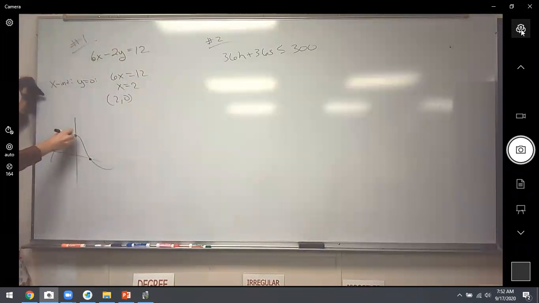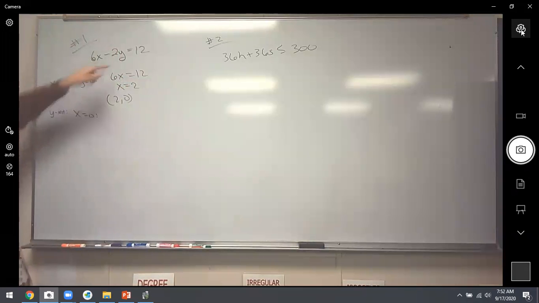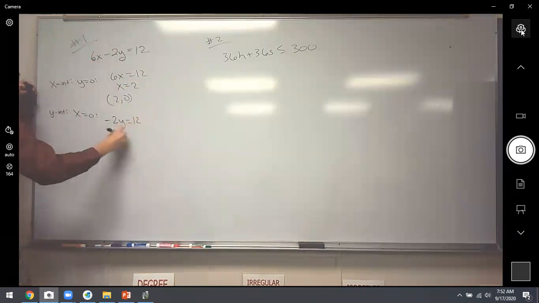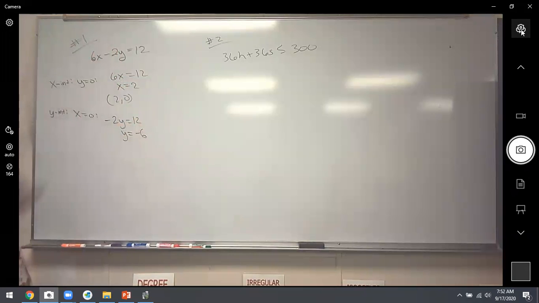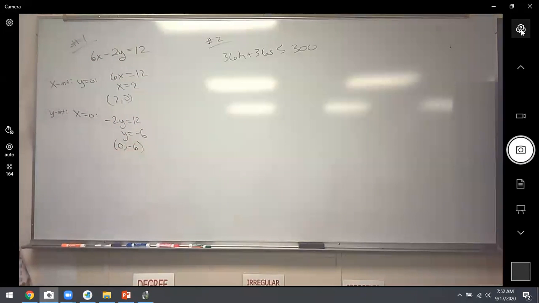In a similar way, if you wanted to find a y-intercept, you would think on the graph that means that x is 0. So you go back to your equation and you plug in 0 for x. 6 times 0 would be nothing, and we'd be left with negative 2y equals 12. Dividing by negative 2, you'd get that y would be negative 6. So there's another point, 0, comma, negative 6.